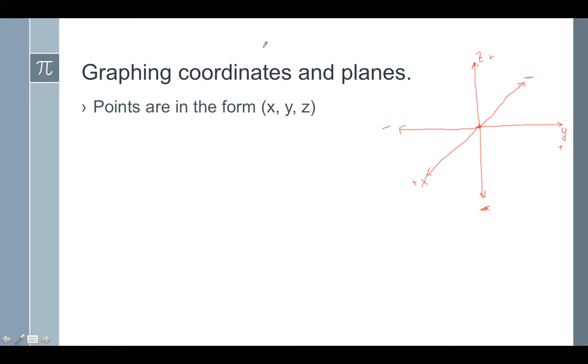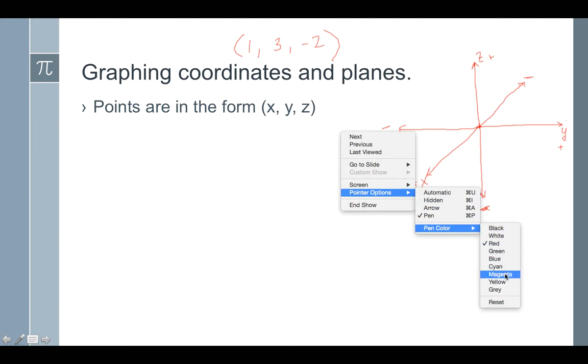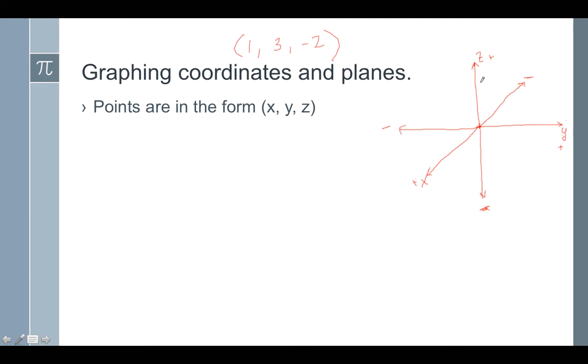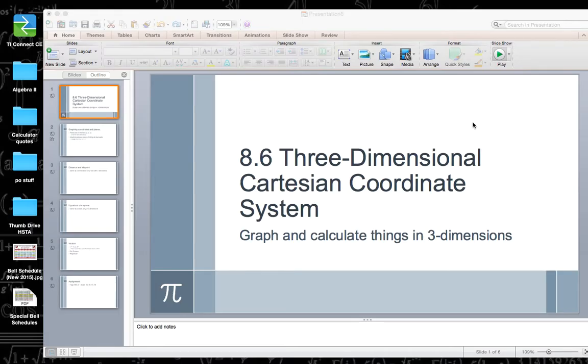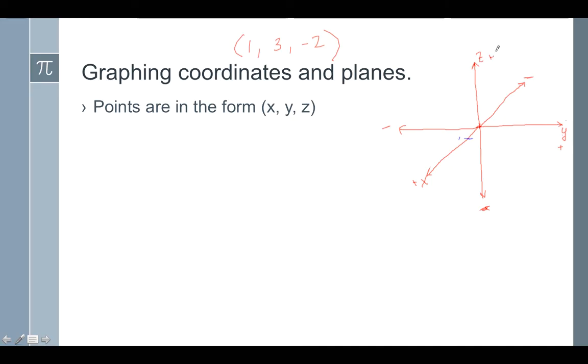So if I was to give you the coordinate 1, 3, and -2, here's what you basically need to do. Let's change my pen to blue. I need to go 1 unit in the positive x direction. So let's say this is about 1. I need to go 3 units in the y direction.